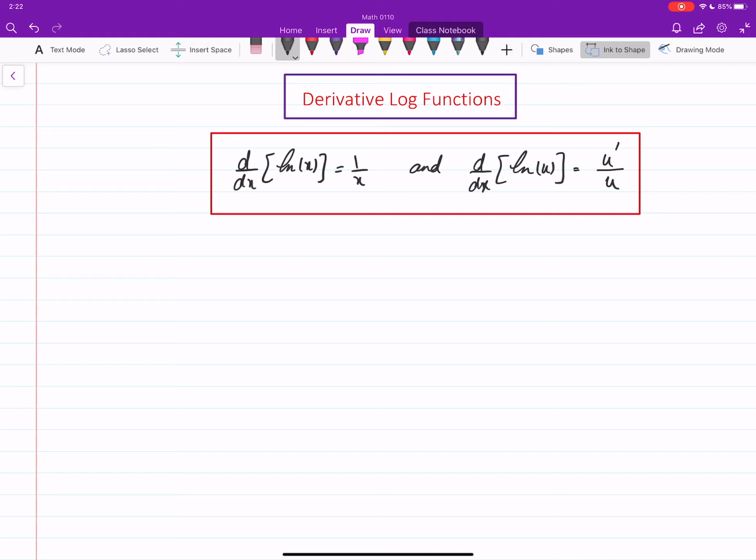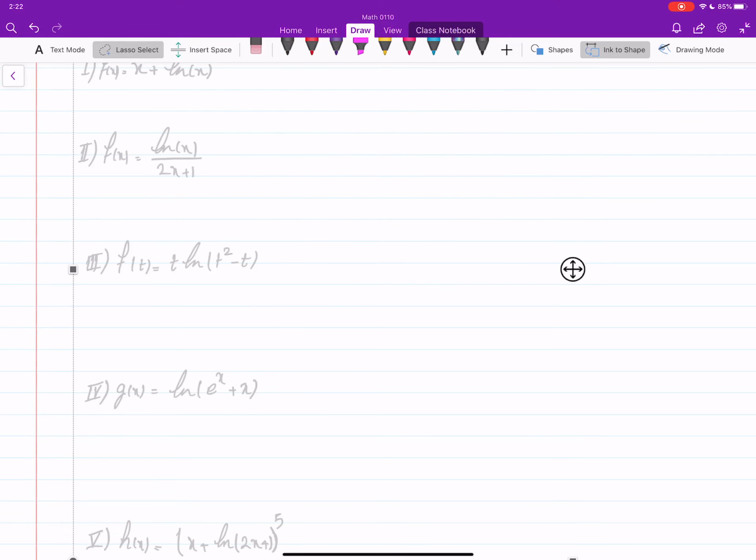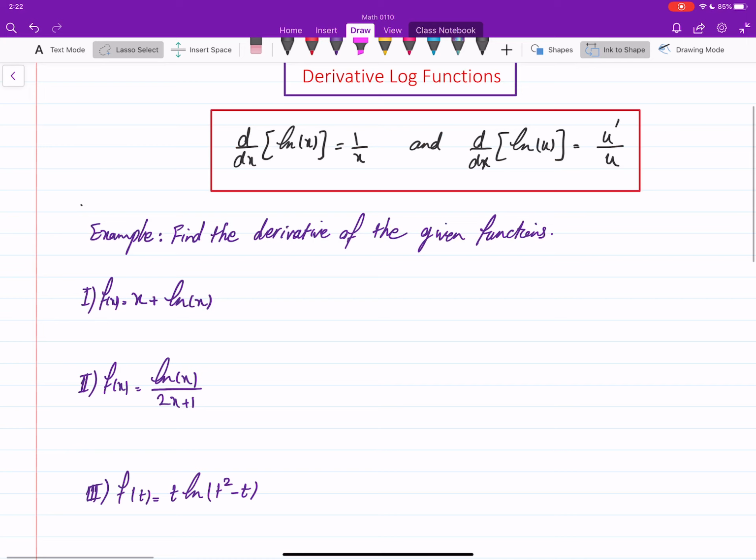Okay, so let us do some examples here. For this I have a couple of examples. These functions are given, we have to differentiate. Derivative of ln x is 1 over x, derivative of ln of box, anything inside, is derivative of that box over the box.